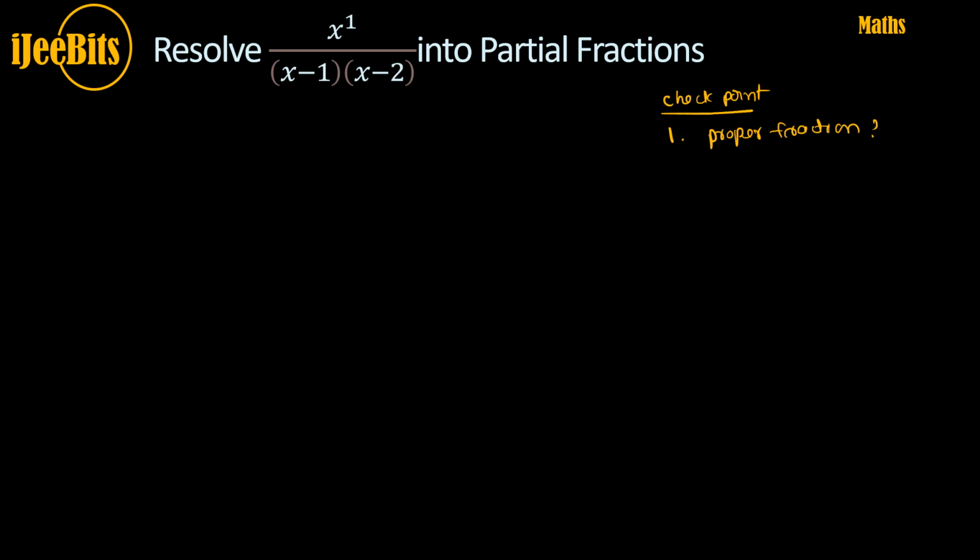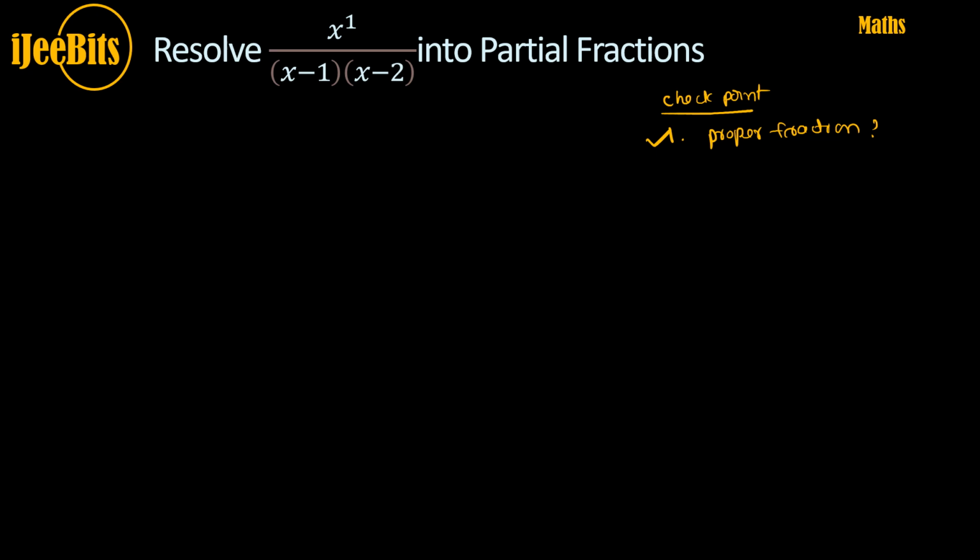In the g of x function, the denominator function, if you see x into x is x squared, the degree is 2, isn't it? And the numerator degree is 1. So 1 is less than 2, and hence this is a proper fraction, right?